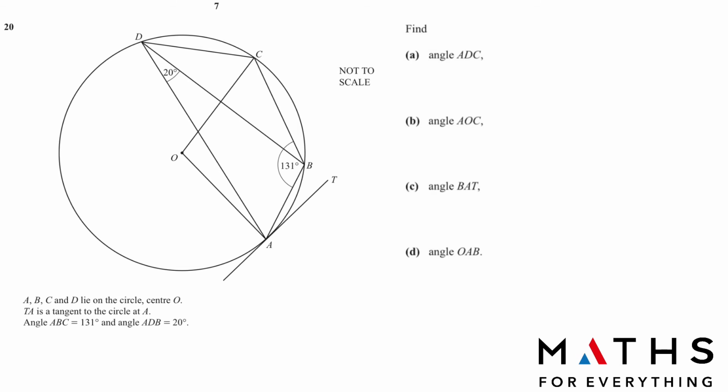Question number 20 is a circle theorem question. If you don't know your basics very well, I have made a video on circle theorem. Do watch that video. It will help you to understand the basics very clearly. So we have been given A, B, C, and D lie on the circle with center O. TA is a tangent to the circle at A. Tangent means it touches the circle at one point. Angle ABC is 131 and angle ADB is 20. The first question is find angle ADC. So we need to find this angle.